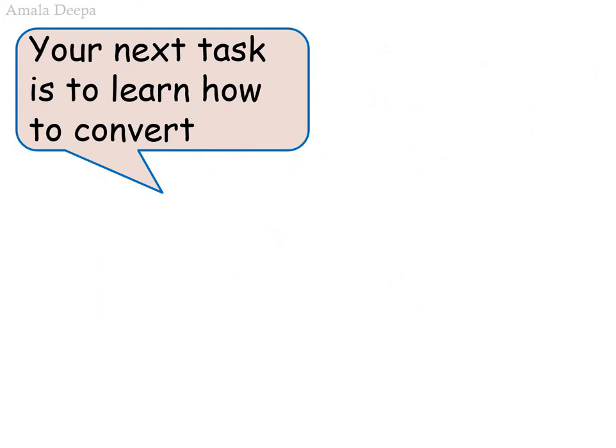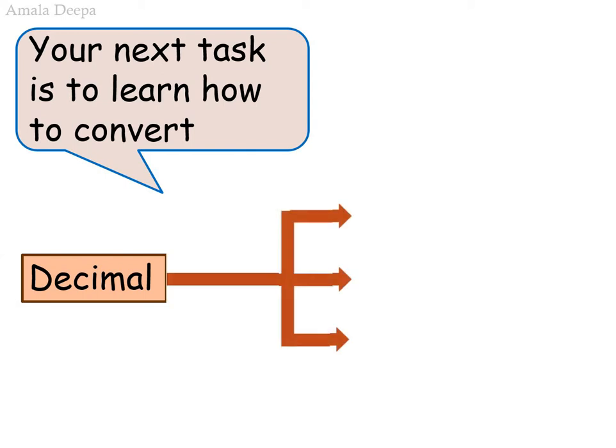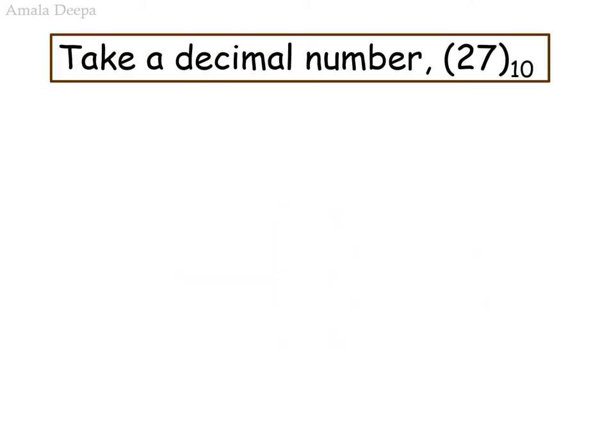Your next task is to learn how to convert decimal to binary, octal and hexadecimal. I have taken a decimal number 27. So take 27 and divide by 2. 2 13s are 26. The remainder is 1. Note down the remainder.